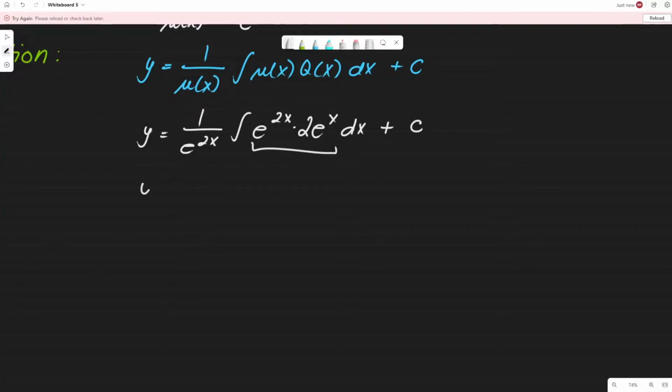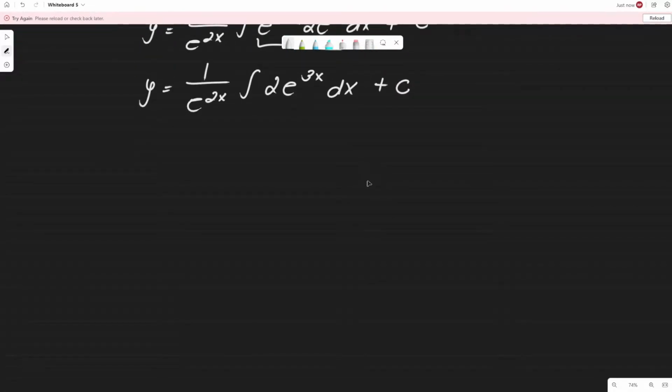So, we can integrate. We have y is equal to 1 over e raised to 2x multiplied to the integral of e raised to 2x times e raised to x, right? We just add the exponents. So, we'll have 2e raised to 3x dx plus c. Okay, so what is the integral of 2e raised to 3x dx? By this time, you should be able to use substitution on your own. So, what is the integral?